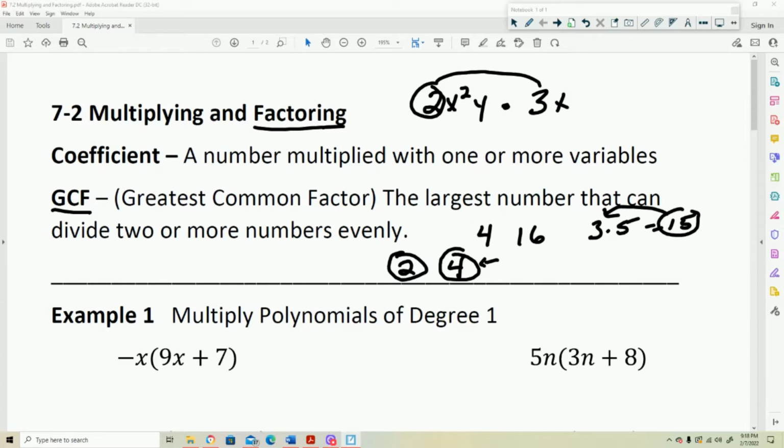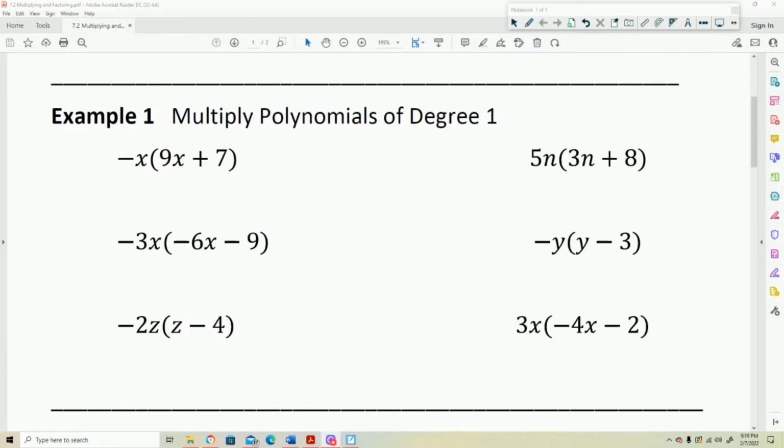And we're going to look at multiplying polynomials together. Example 1 has us multiplying polynomials of degree 1. In other words, this monomial out here, negative x, has a degree of 1 because its exponent is 1. This binomial inside the parentheses has a degree of 1 because this term has a degree of 1 because its exponent is 1. This term has a degree of 0 because it's a constant, it doesn't have a variable. So we're multiplying a degree 1 monomial to a degree 1 binomial. And that's what example 1 has us doing.